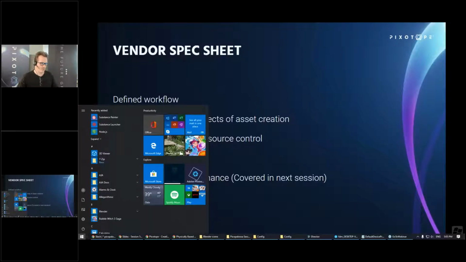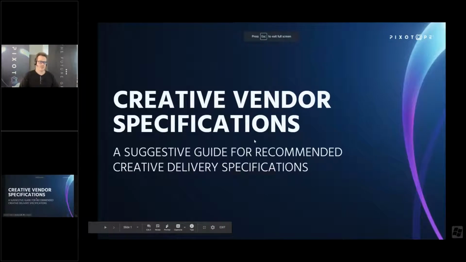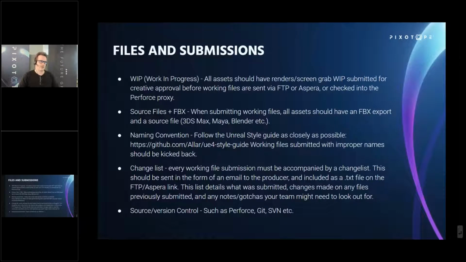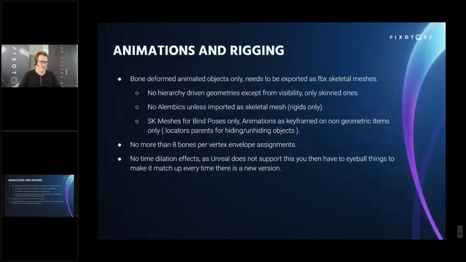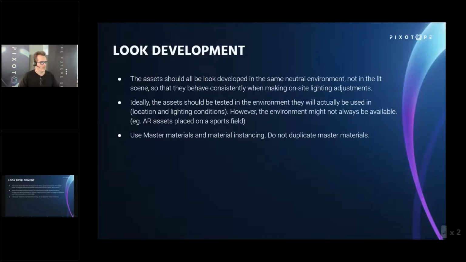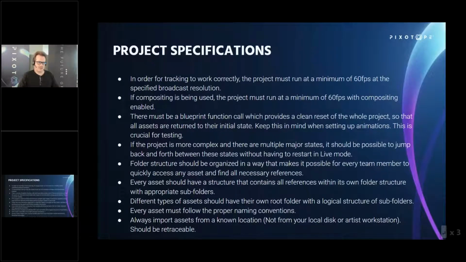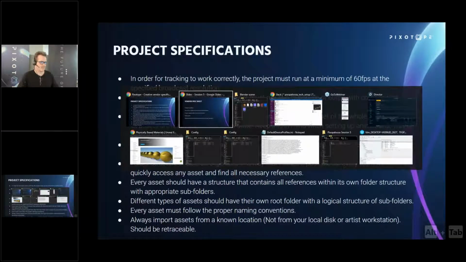I'm going to open up this creative vendor specifications example. So this is kind of a suggestive guide and how a vendor spec sheet like this would look like. But it's basically a document that explains the workflows and the asset creation and style guides and product structure and all of that in one single document. If you wish to have this example document available, let us know and we can send that to you. But this is basically this vendor spec sheet.